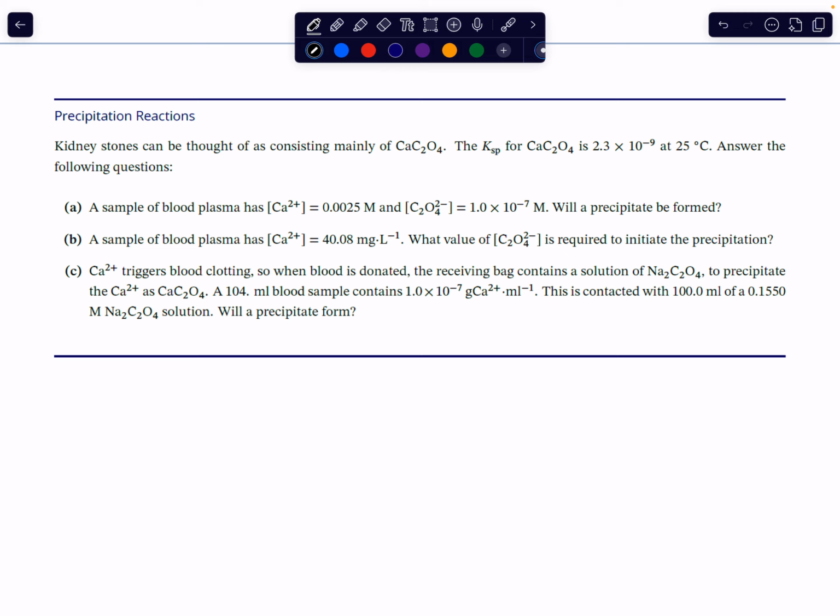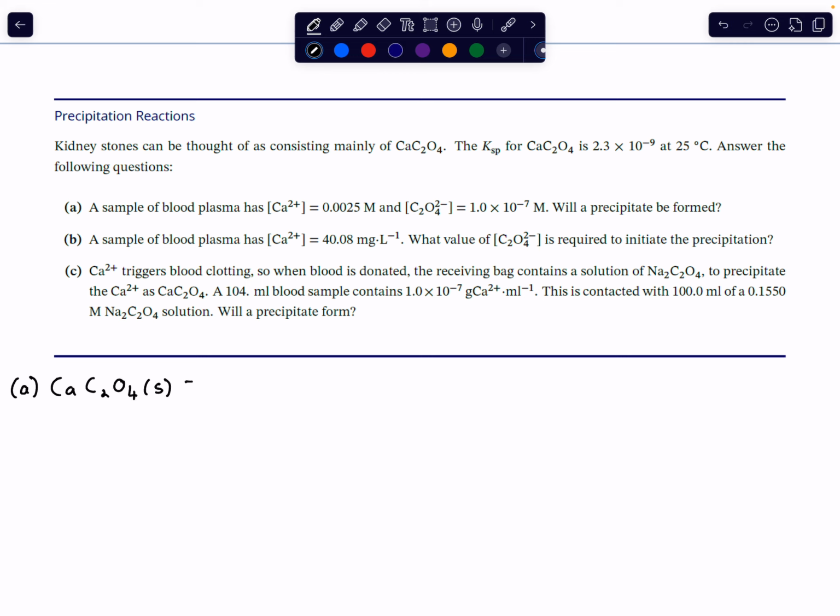The first question is, a sample of blood plasma contains a certain amount of calcium 2 plus and a certain amount of oxalate anions. Will a precipitate be formed given these concentrations? So let's first think about what are the conditions that need to be fulfilled. We have calcium oxalate and we're given a KSP for that. So that means there is a solubility equilibrium for this calcium oxalate that we can write down.